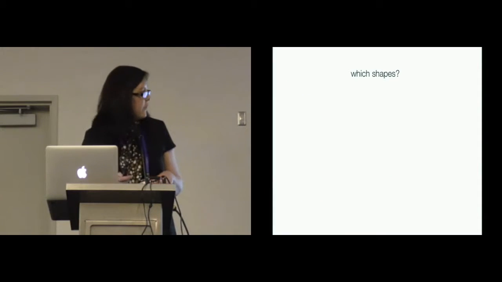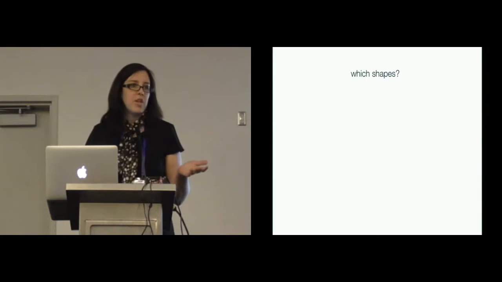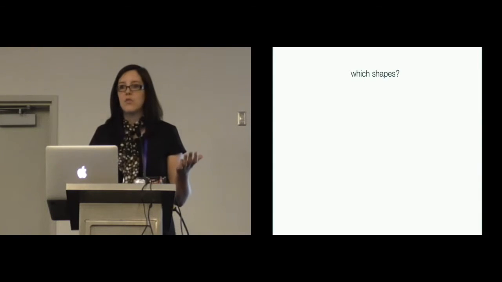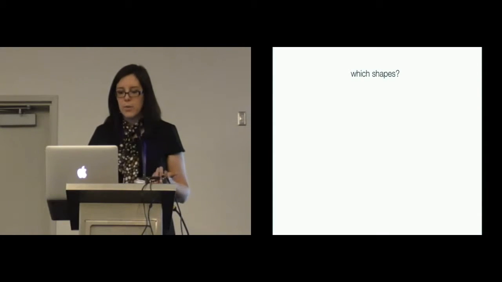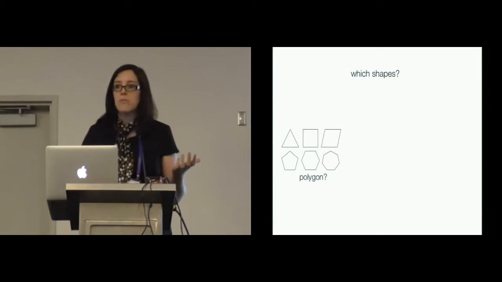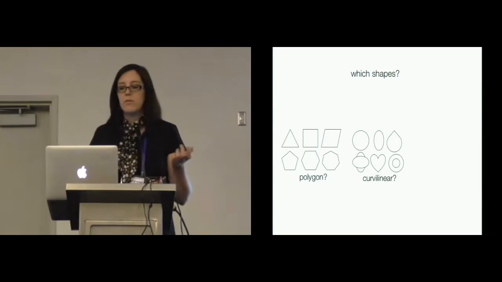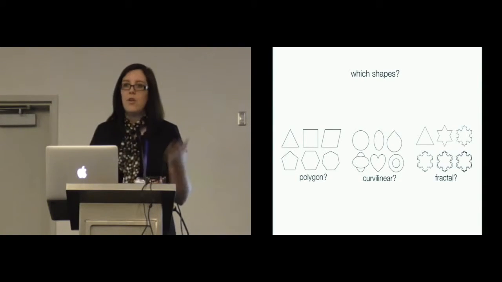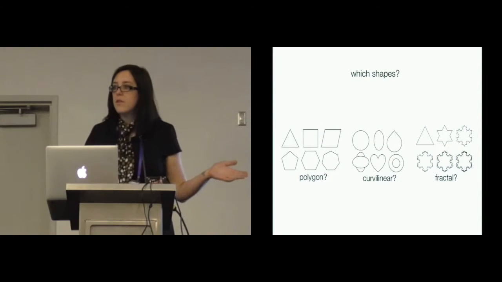So which shapes? Obviously, if we think about shape, there are a million possible shapes we can study. This is a very high dimensional space. So we started to think about what we are going to take. We can say, let's take the polygon. Or why not take the curvilinear shape? Or why not the fractal? There are a lot of possible things you can think about to study in an empirical way, and actually, all those sets are potentially interesting to study.